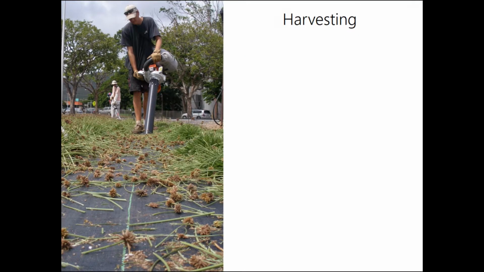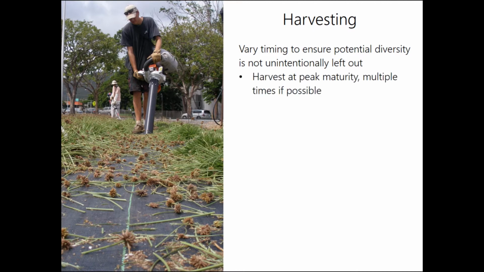Once your plants have set seed, it's time to harvest. In order to maximize the genetics of your seed lot, try to vary your timing of harvesting. Harvest at peak maturity, but if it's possible to harvest multiple times, I would recommend that, because there are early flowering and late flowering plants. So try to capture as much of those as possible.